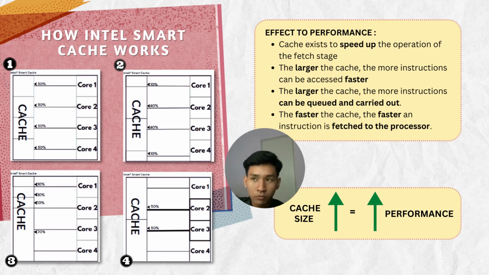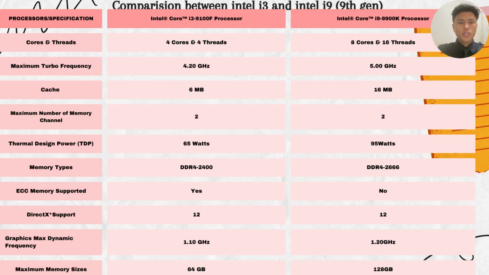Okay, the effect on performance is that the cache exists to speed up the operation of the fetch stages. The larger the cache, the more instructions can be accessed faster. The larger the cache, the more instructions can be queued and carried out. The faster the cache, the faster an instruction is fetched to the processor. So the conclusion is, the more cache size, the more the performance increases.